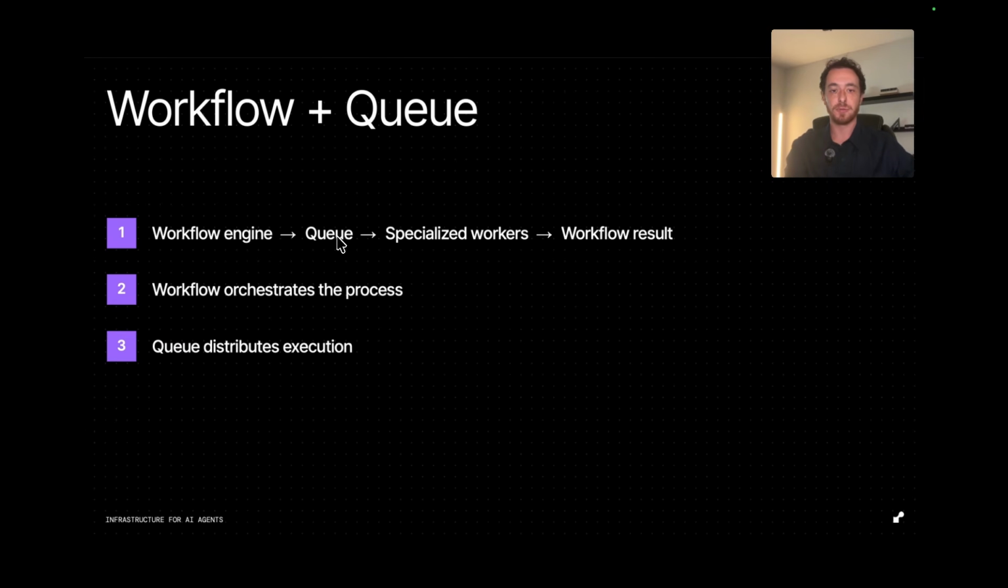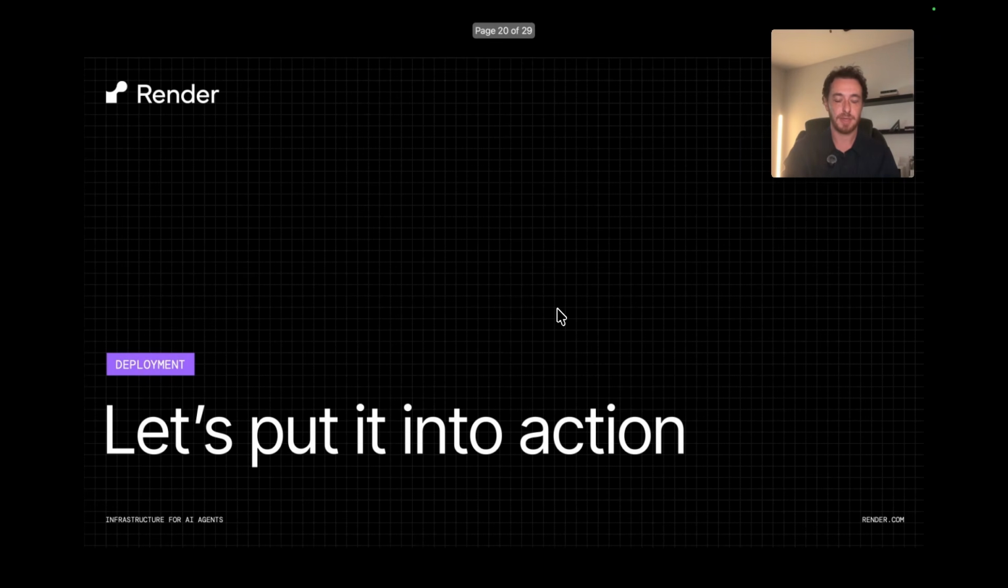So using a workflow and a queue together is the best of both worlds because we have a great orchestration and execution environment, and we also have the queue that can allow us to distribute the execution to the correct environment. Now that we've discussed a lot of the concepts and patterns in agentic applications, let's take a look at the actual services we're about to deploy onto Render, and we'll also look at some code snippet examples of how to implement the patterns we've talked about.